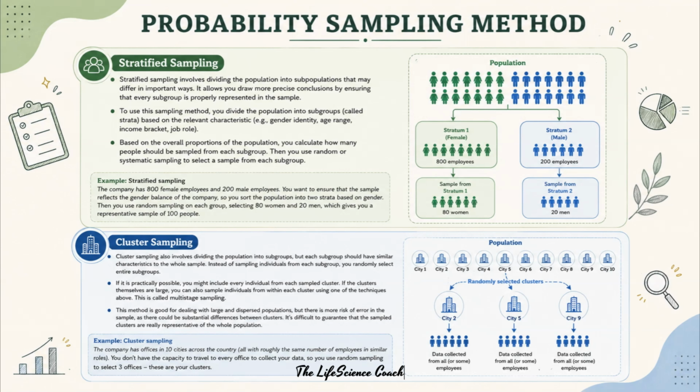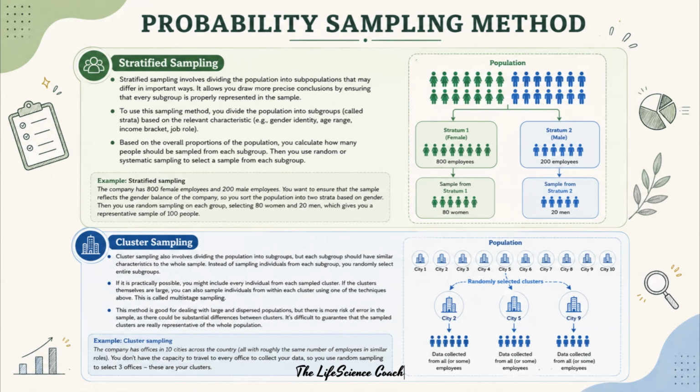Stratified sampling. In stratified sampling, the population is divided into smaller groups called strata based on common characteristics like age, gender, department, or income. Then, samples are taken from each group. Why is it used? It ensures that every subgroup is properly represented in the research. Example: a company has 800 female employees, 200 male employees. To make the sample representative, the researcher selects 80 women, 20 men. This keeps the same proportion as the population.